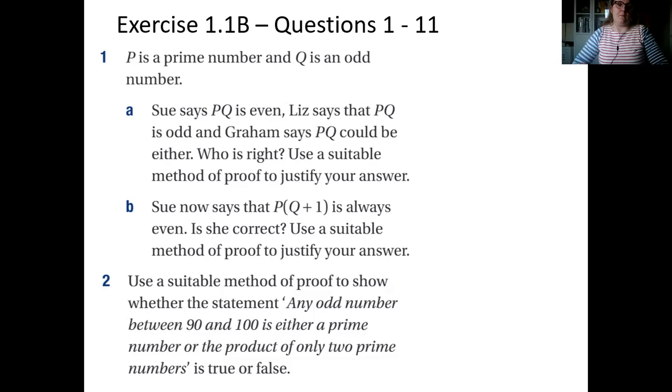We've got: use a suitable method of proof to show whether the statement, any odd number between 90 and 100 is either a prime number or the product of only two prime numbers, is true or false. So here, you're not being told to say that this is true. You're being asked to say, is this true? Is this false?